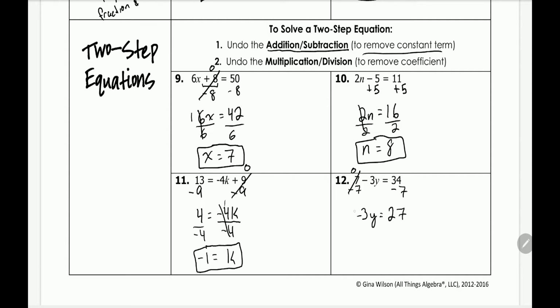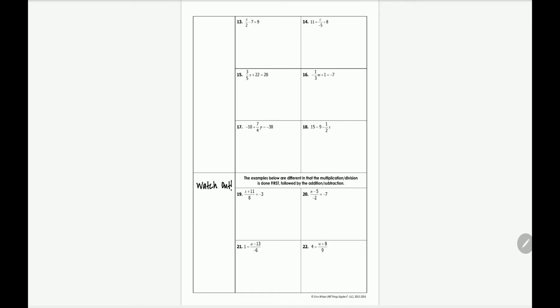Now we have to get rid of this negative 3. Since it's being multiplied by the y, we have to divide by negative 3 on both sides to get rid of it. That leaves us with y is equal to 27 divided by negative 3, which is negative 9. Alright, and let's move on to the second page.